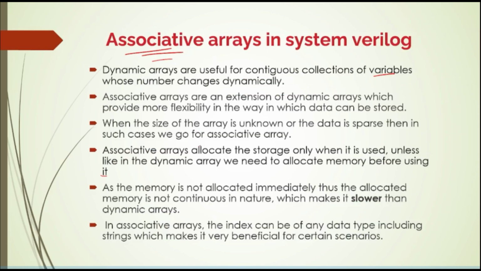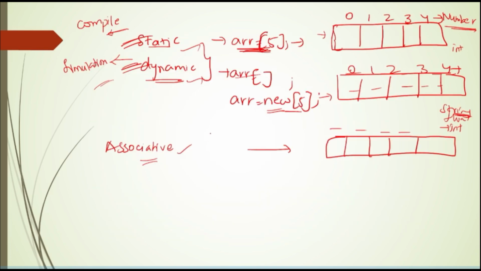So if you see here, when we discussed the difference between static and dynamic arrays, I told you that the simulation is very slow in the case of a dynamic array, because during simulation itself it needs to create the memory as well as assign the elements, and then it needs to run. All of this takes place during the simulation itself.